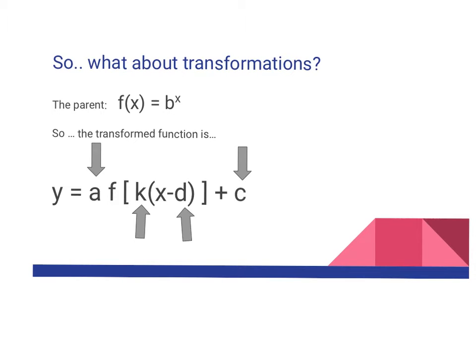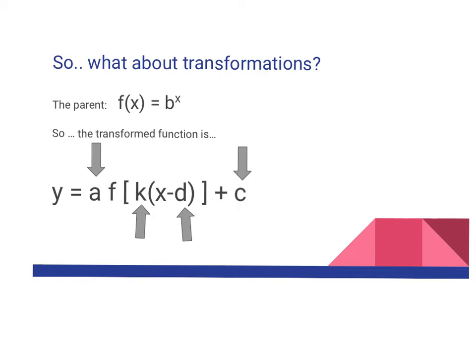So what about transformations with our exponential function? You can see that our parent function is b to the x, so that could be 2 to the x or 5 to the x or 1/3 to the x, but this is our exponential function. And the transform function is the same as it always is. We have our a, k, d, and c. So these are the things you can do to your function.